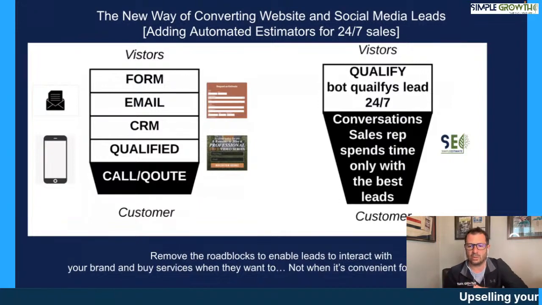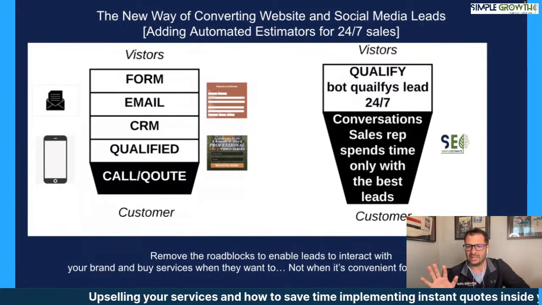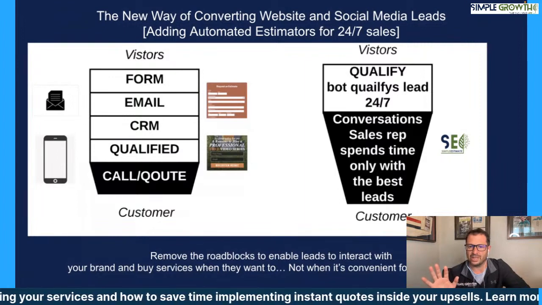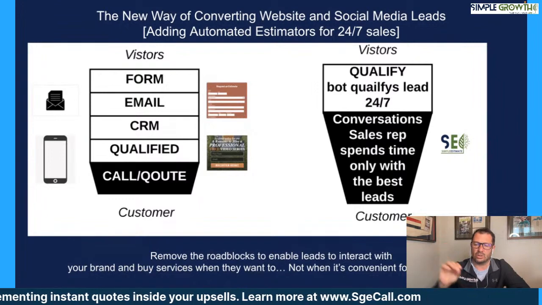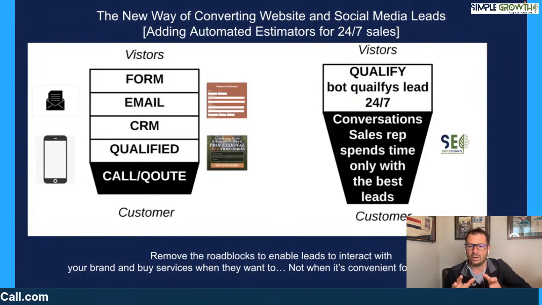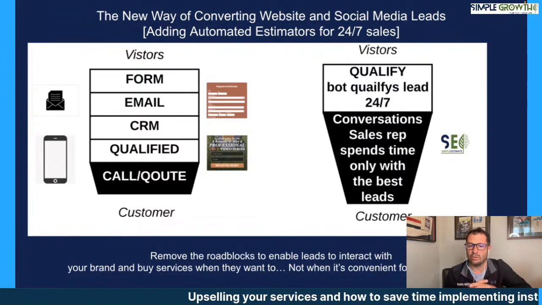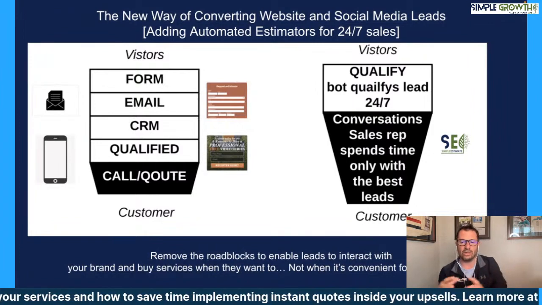Now, with the upsell, whether it's off your website or right inside of the upsell email, we can basically limit that to 1 or 1.5 steps. We're just going to have this bot qualify the leads 24/7, and it's going to go in and convert it live. So really, it's a one-click shop. What's going to happen is your sales reps now can work on the hottest, most qualified leads that haven't closed, and the leads that are ready to buy can buy when they're ready. We're going to remove the roadblocks and enable leads to interact with your brand and buy services when they want to, not when it's convenient for you.